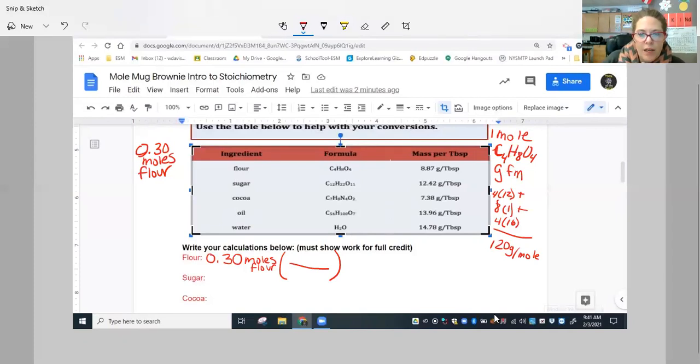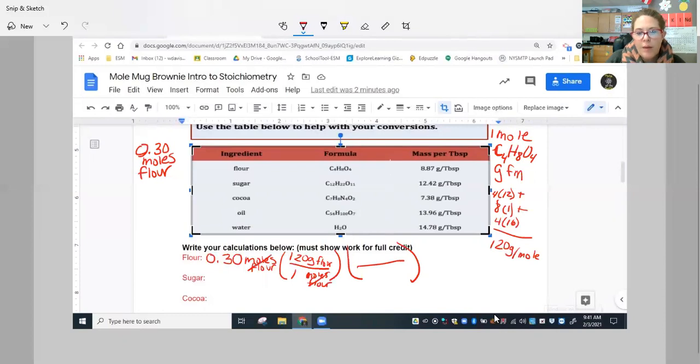I want to get rid of moles, so that goes down to the bottom. So what I seek over what I know. I know that 1 mole of flour is 120 grams, and I want to seek grams. Now if I stopped here, this is how many grams of flour. You can calculate this, and then take that calculation into another question, or you just set up another conversion factor.